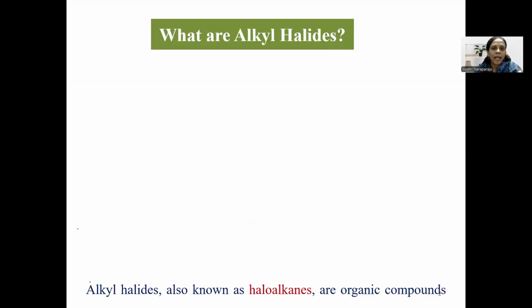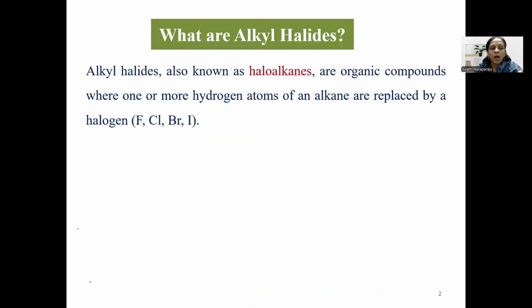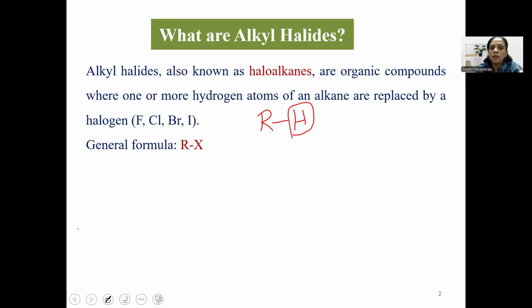So what are alkyl halides? Alkyl halides are also known as haloalkanes. These are organic compounds where one or more hydrogen atoms of an alkane are replaced by a halogen such as fluorine, chlorine, bromine or iodine. They are represented with a general formula RX. These alkyl halides are considered the functional derivatives of alkanes, where the alkane's general formula is RH. So when you replace the hydrogen of alkanes with a halogen, we get alkyl halides.